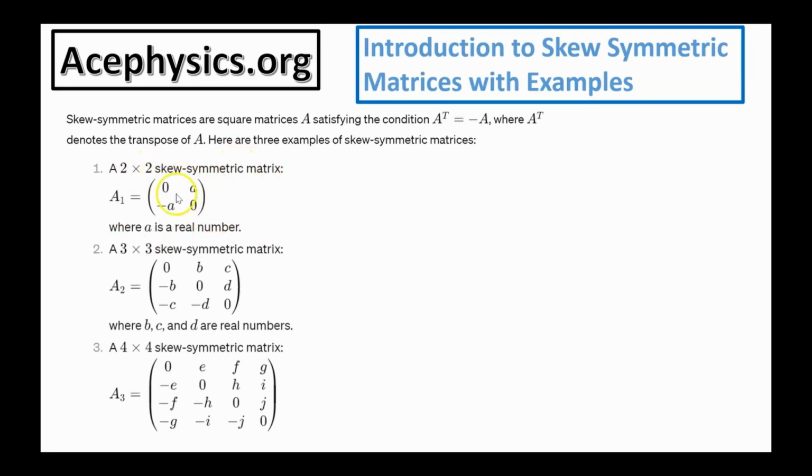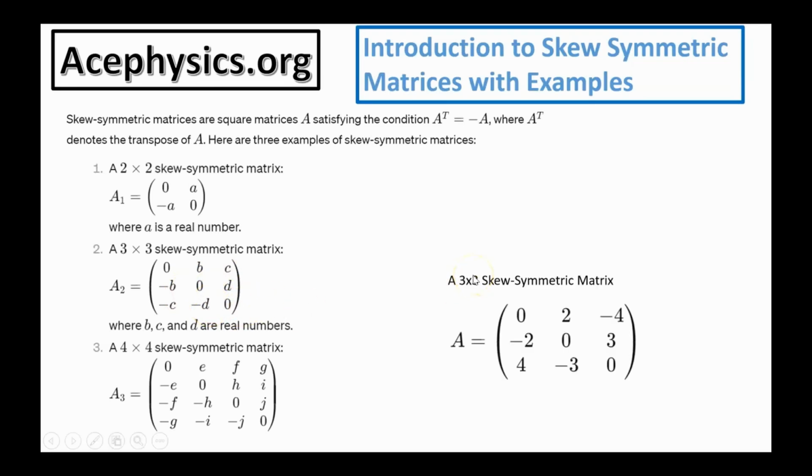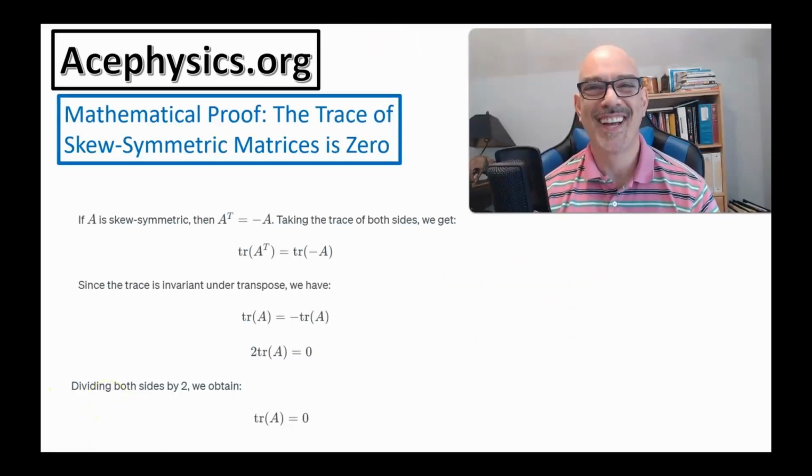The diagonal is all zeros in this case, and this number A, if we reflect it across the diagonal, you get negative A. This is a general 3 by 3 skew-symmetric matrix. All the reflections across the diagonal are negative. If you notice, this is B, you have negative B. C, reflected across the diagonal, is negative C, and D, reflected across the diagonal, is negative D. Here's an example of a specific 3 by 3 skew-symmetric matrix with numbers in it. All skew-symmetric matrices have trace 0.